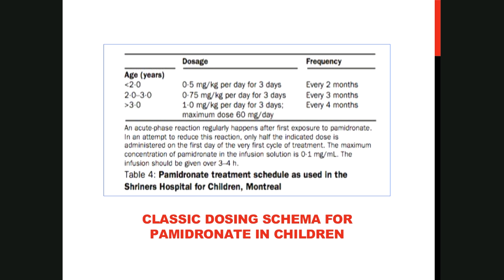More recently, a lot of providers have also moved towards using zoledronate, which is much more potent than pamidronate, and so it can be dosed less frequently, once every 6 months, and you can give it over only 30 minutes compared to 3 to 4 hours for pamidronate.